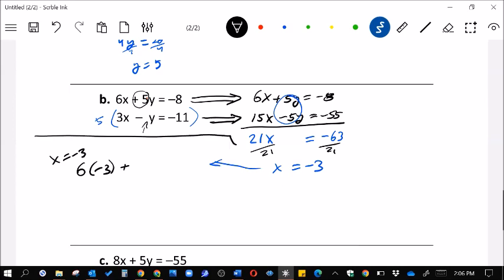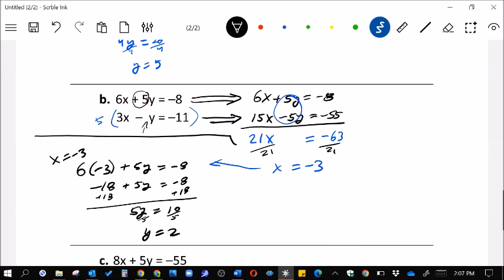So it's 6 times negative 3 plus 5y equals negative 8. I get negative 18 plus 5y equals negative 8. So I'm going to add 18, and I get 5y equals positive 10. And when I divide by 5, I get y is equal to 2. So the actual answer for this is negative 3 for the x and 2 for the y.